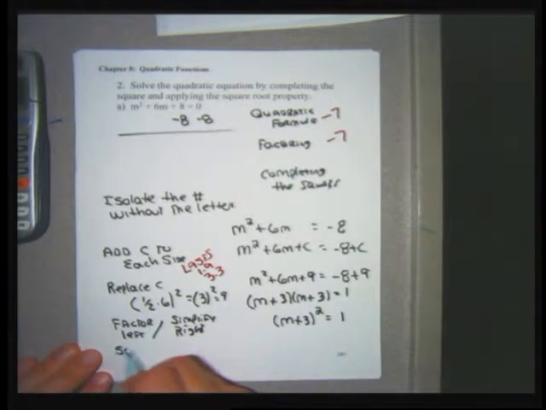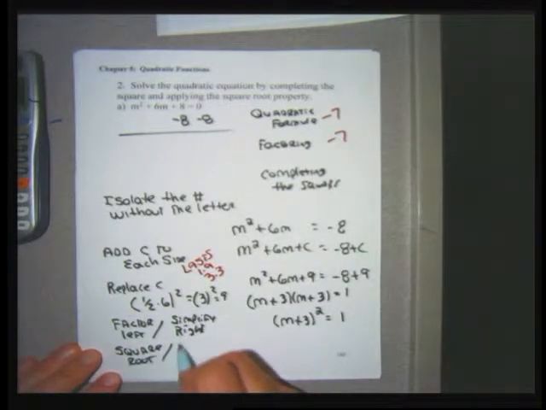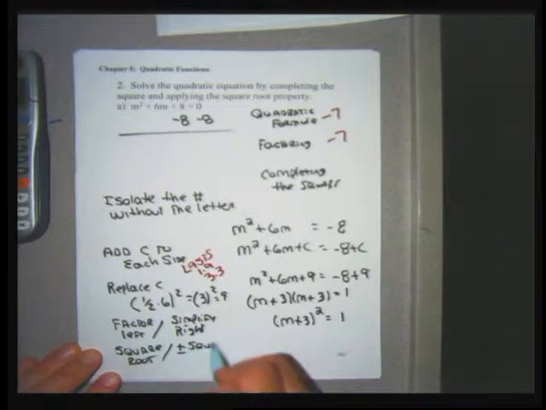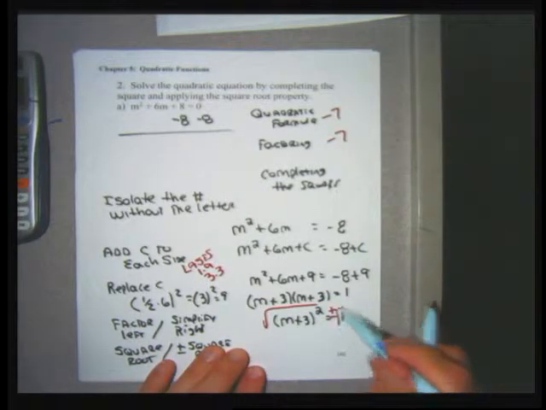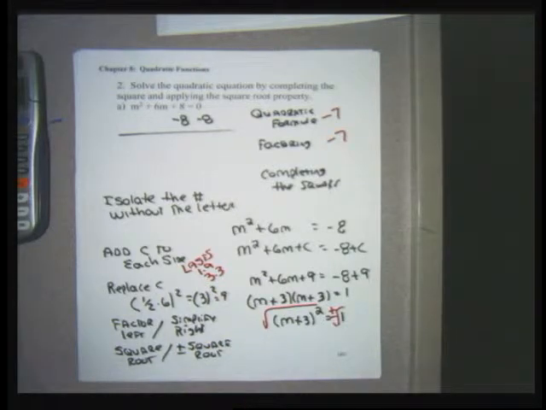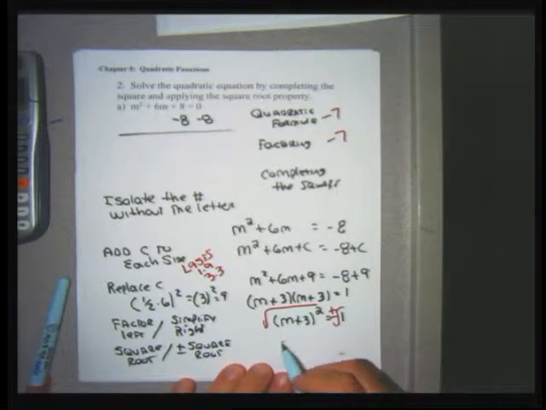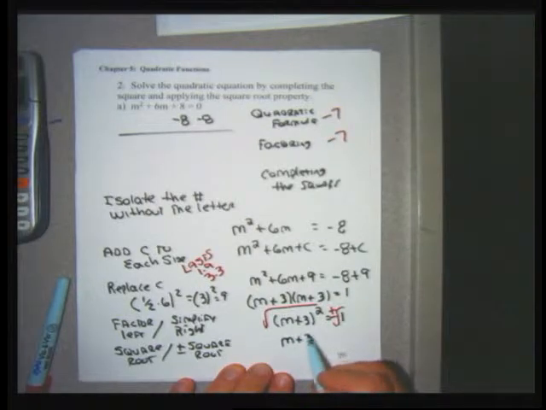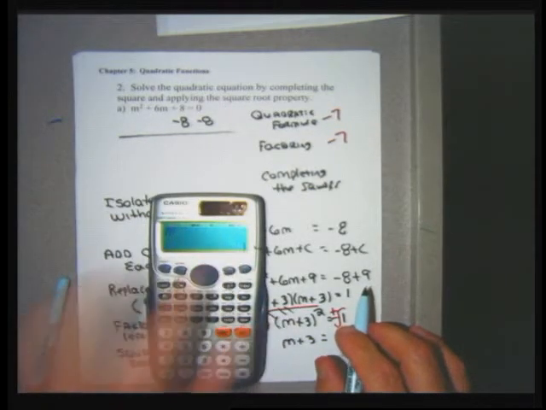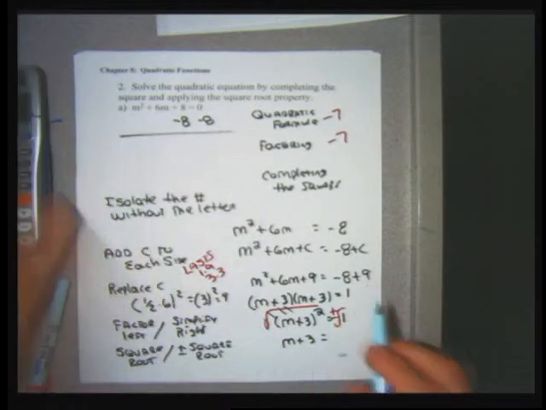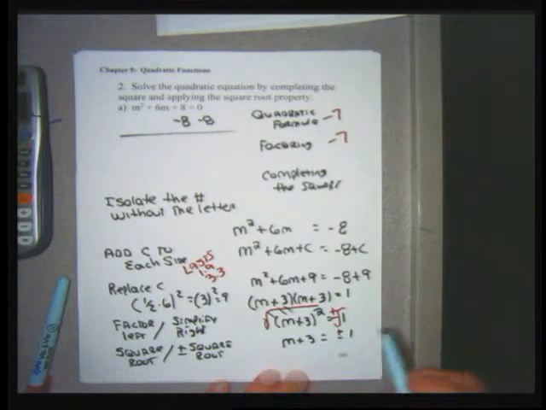And now I'm going to square root, plus or minus square root, just like the last few problems. So square root, plus or minus square root. On the left side, when you square root something squared that's in a parentheses, you just get the contents of the parentheses. The square root cancels out the square. And on the right side, 1 is its own square root. If I did the square root of 1, my calculator will tell me that's equal to 1 without a square root. So this is going to be equal to plus or minus 1.